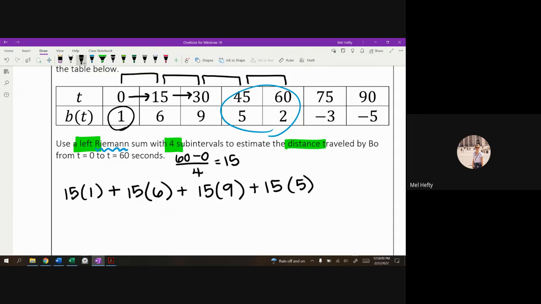Now, notice what y value did we not use for our 4? We didn't use 2. That's the rightmost one. We used a left Riemann sum. Can I be our calculator, or do you guys want to calculate? I can do it. 315 meters.